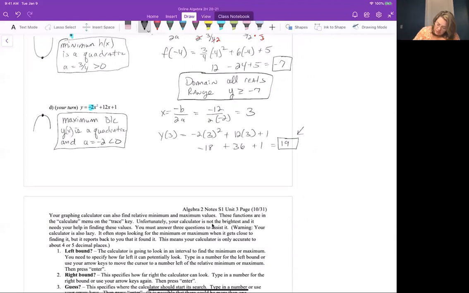Okay, so the domain is all reals. And then my range is y has to be less than or equal to 19, since that is a maximum.